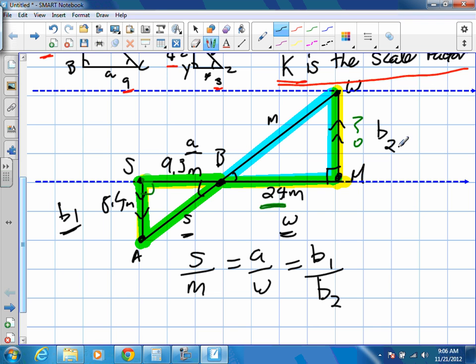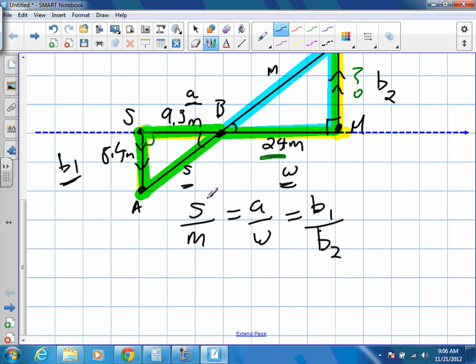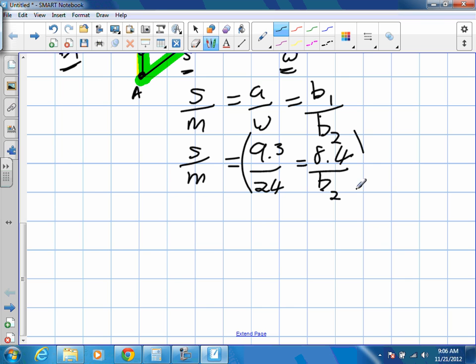Let's write in the information we have. Side S, we don't know. Side M, we don't know. So we have S over M is equal to A being 9.3 divided by W, which is 24. Okay? And B1 is 8.4, and we're looking for B2. We don't know what B2 is in this case, so we need to find that B2. We're going to focus on just these two ratios because this one has no information, and they're both the hypotenuse of the triangle. We don't really need that right now.